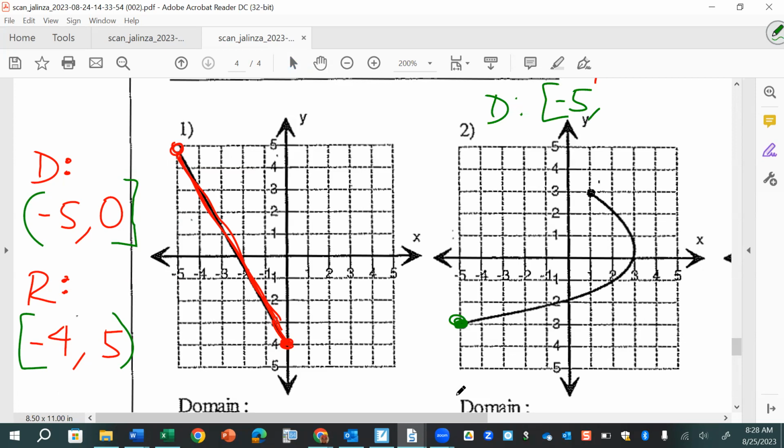And then when did it stop touching? Even though you don't see a dot, it physically stopped touching like right here. Okay, so that's 3. And since there's no bubble there that's open, it's closed. There you go. Range, let's run it up from the bottom.